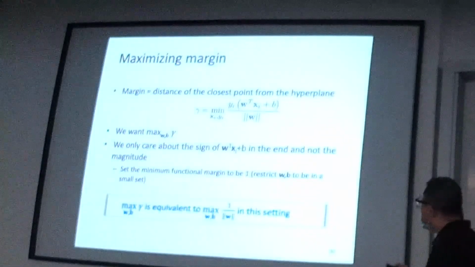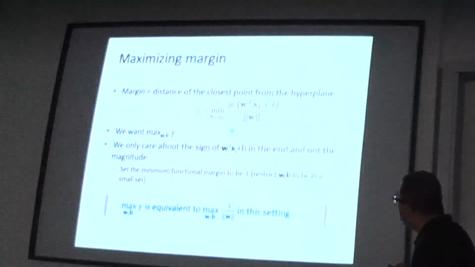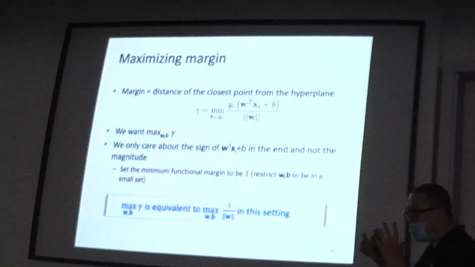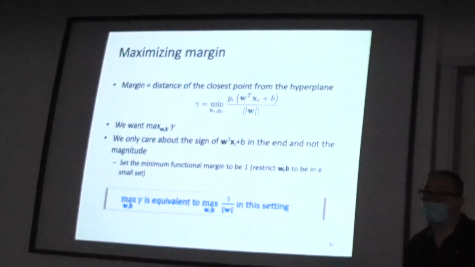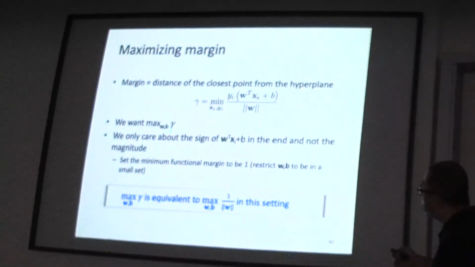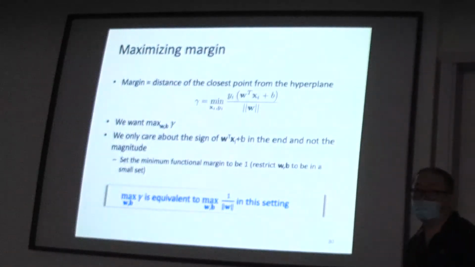Okay, so now the advantage is that we restrict our W, B space into a small subset such that the minimum function margin is 1. Then we can reduce the minimization procedure, and we only need to care about the maximization procedure in the outer step. And the gamma, the margin, is by default 1 over norm of W. That's the idea.